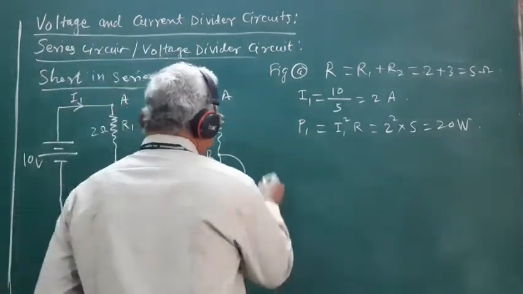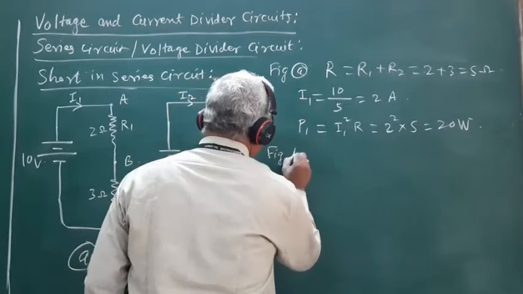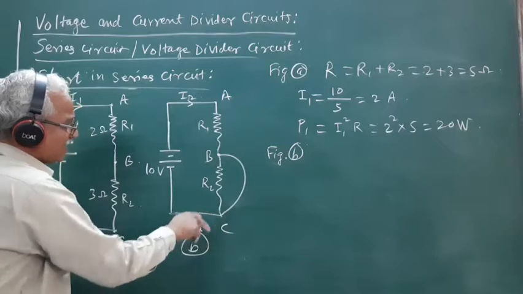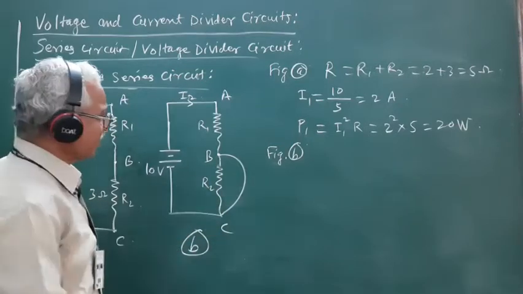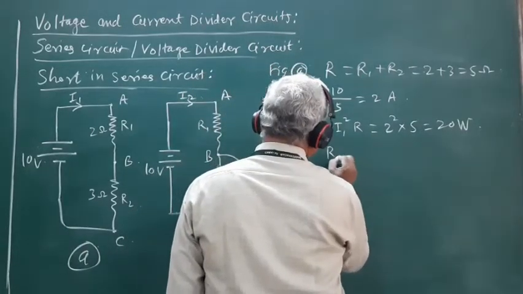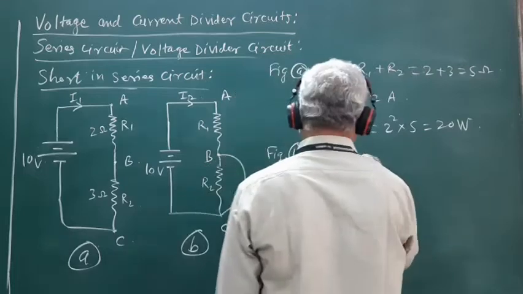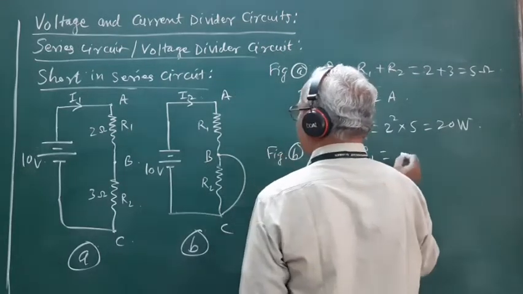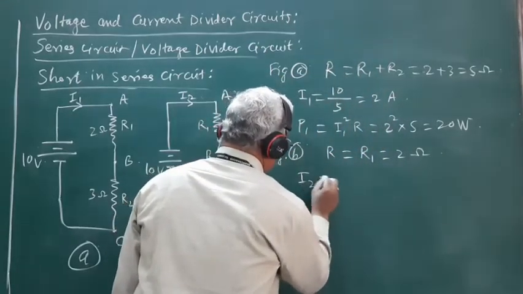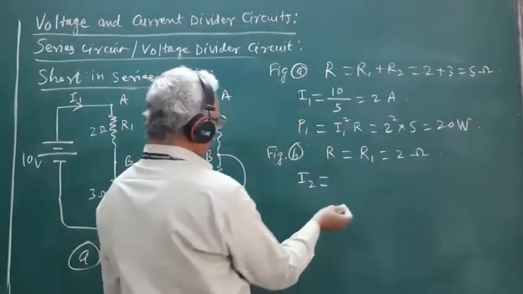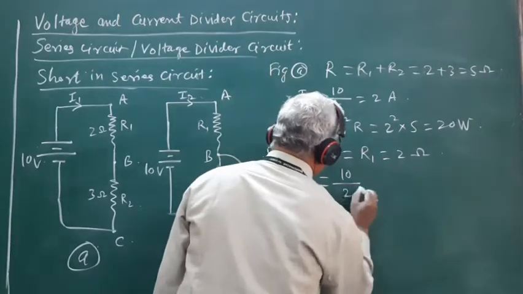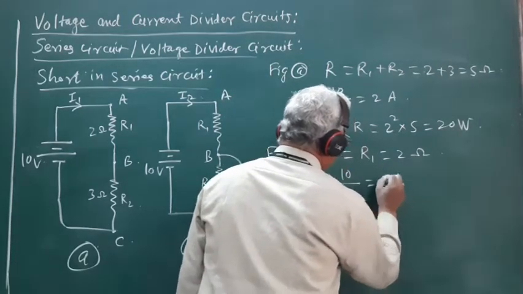However, in figure B, if we put the short between the terminals B and C, so that resistance R2 gets short circuited, then what will be the current I2 drawn from the source? The total resistance of the circuit is equal to R1, which is 2 ohm only. So the current I2 drawn from the source works out to be 10 volt divided by 2 ohm, so it is equal to 5 amperes.